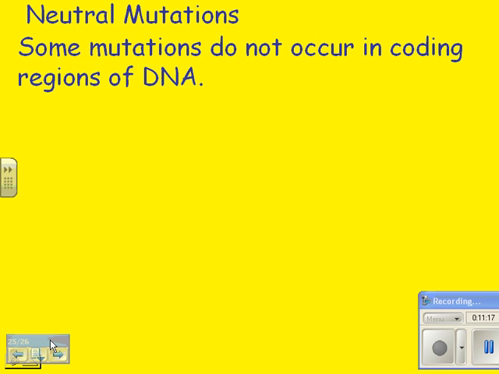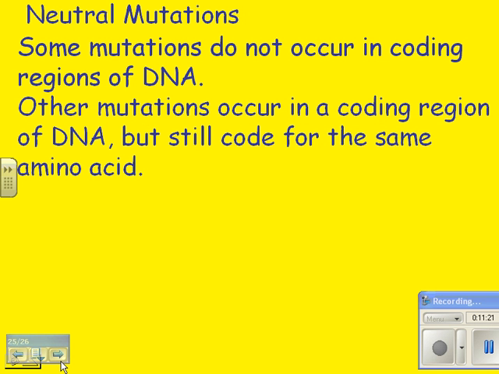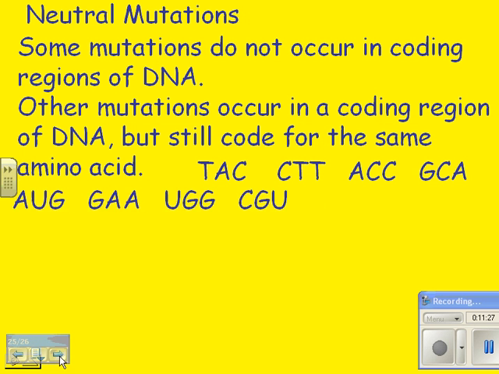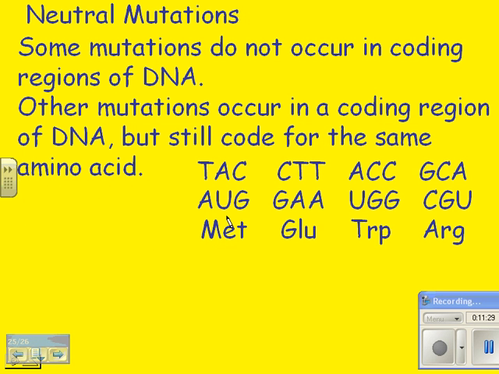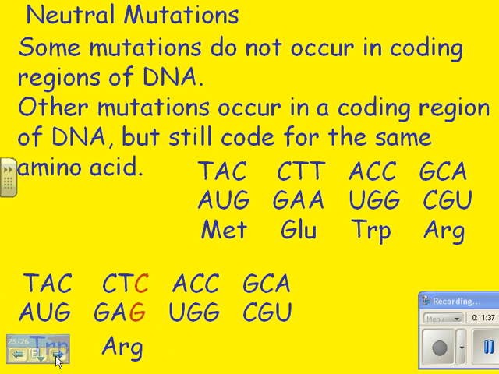Neutral mutations. Some mutations do not occur in coding regions of DNA. Other mutations occur in a coding region of DNA but still code for the same amino acid. So I showed you that one already. So, for example, this is the DNA, here's the RNA. If you change this T to a C, it turns out that you actually get the same amino acid still.